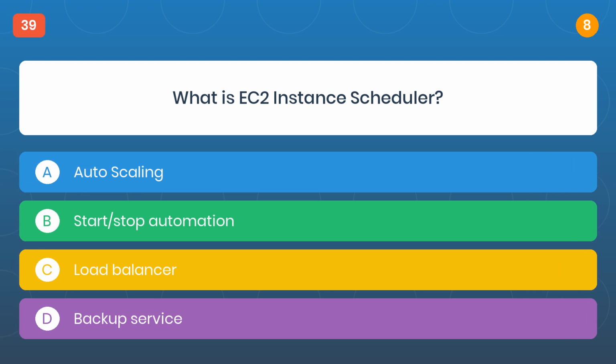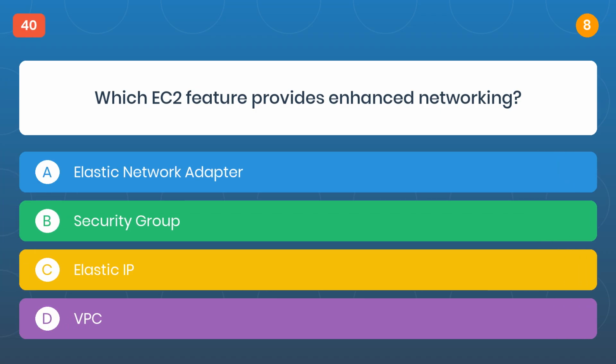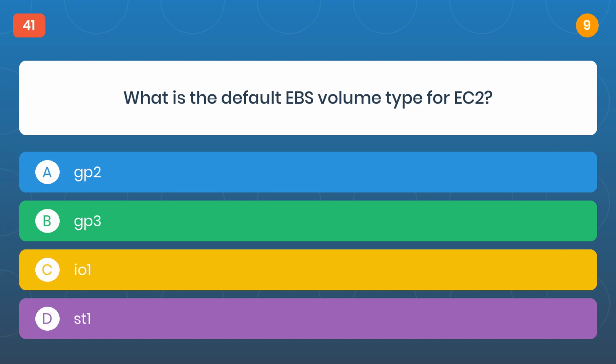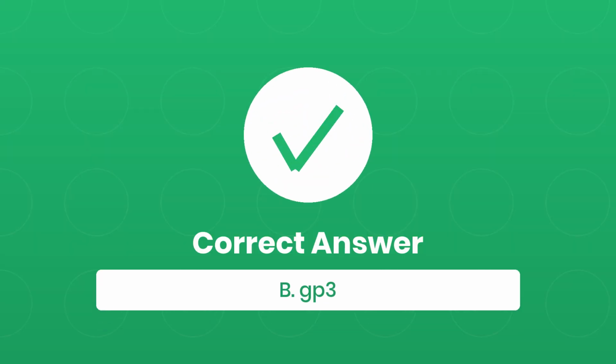Question 39. What is EC2 Instance Scheduler? The correct answer is B, start/stop automation. Question 40. Which EC2 feature provides enhanced networking? The correct answer is A, Elastic Network Adapter. Question 41. What is the default EBS volume type for EC2? The correct answer is B, GP3.